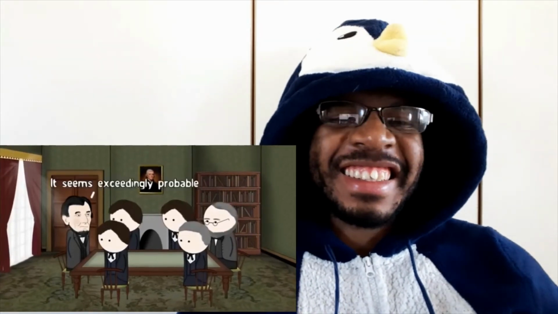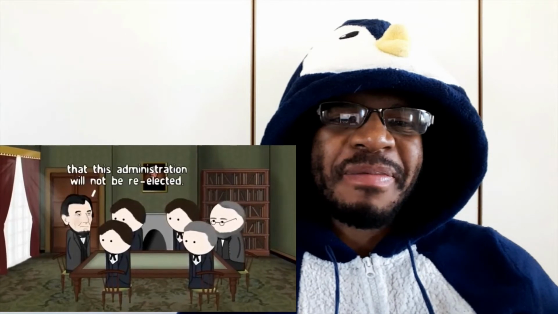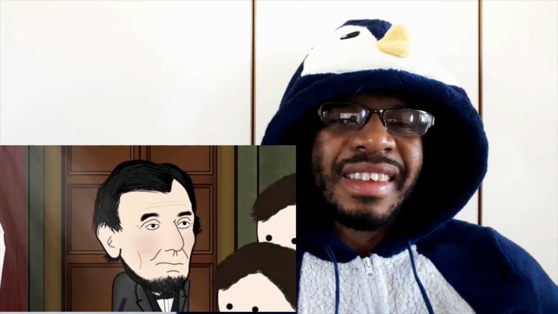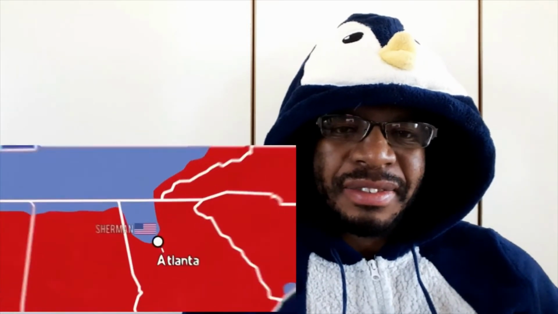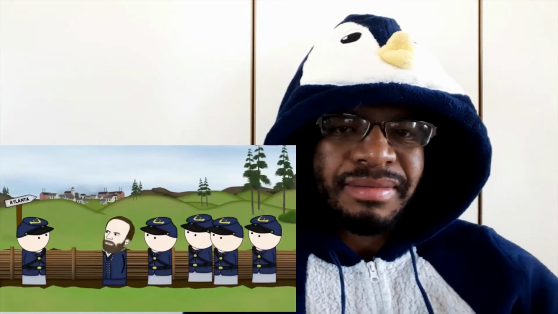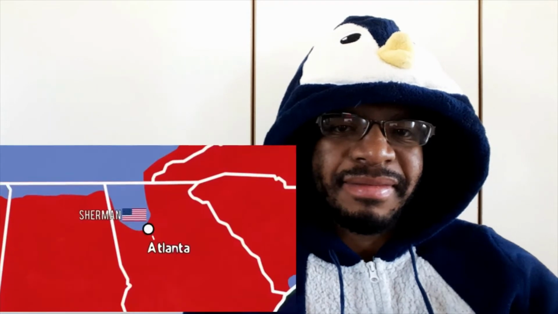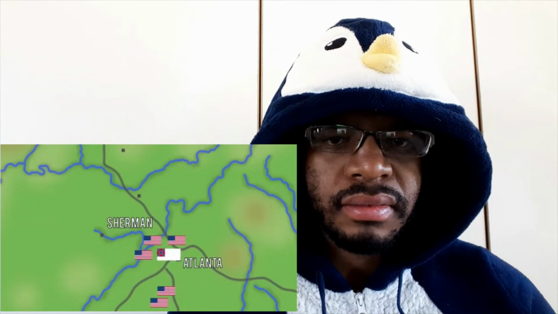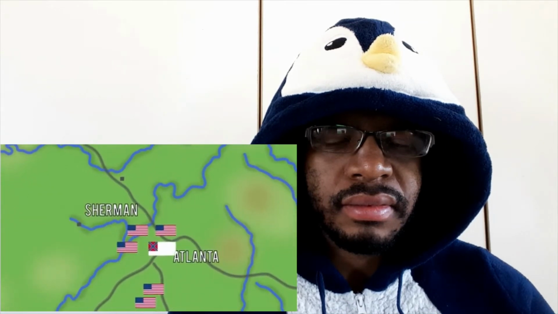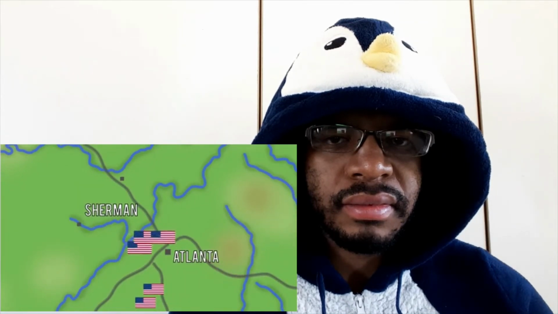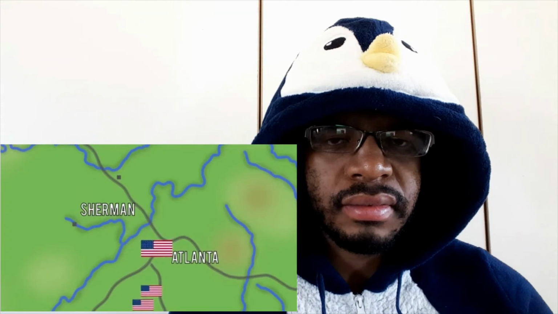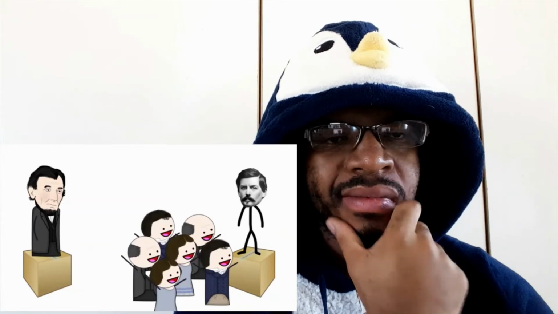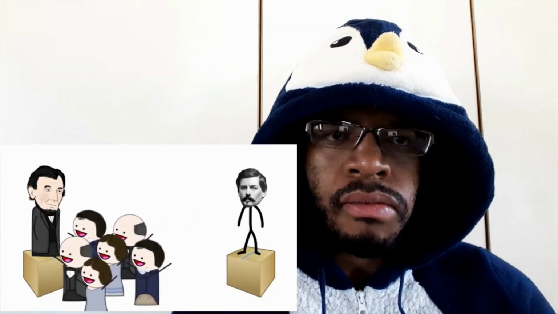Lincoln said that without some kind of major victory, it seemed exceedingly probable that this administration will not be re-elected. Well, fret not, Abe, because if it's a major victory you want, it's a major victory you'll get. Atlanta had been under siege by General Sherman for just over a month. Around the city, Sherman sent a force south to sever the city's supply line, and Confederate General Hood was forced to abandon it. Atlanta, one of the Confederacy's most important cities, had fallen into Union hands. For many, it was clear that the Confederacy's defeat was now inevitable, and the war would soon be over.